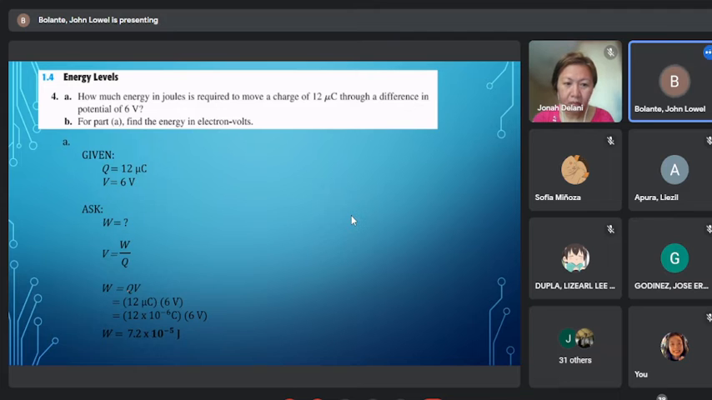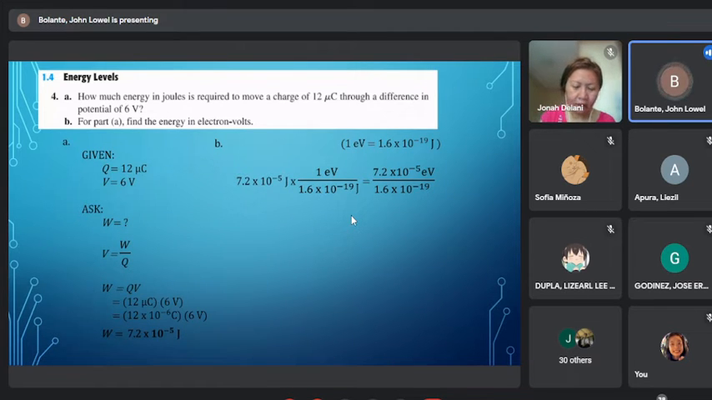And we now obtain an energy of 7.2 times 10 raised to the power of negative 5 joules. So for B, find the energy in electron volts. So we need to convert the energy into electron volts. And note that 1 electron volt is equal to 1.6 times 10 raised to the power of negative 19 joules. So we can now convert these joules to electron volts.